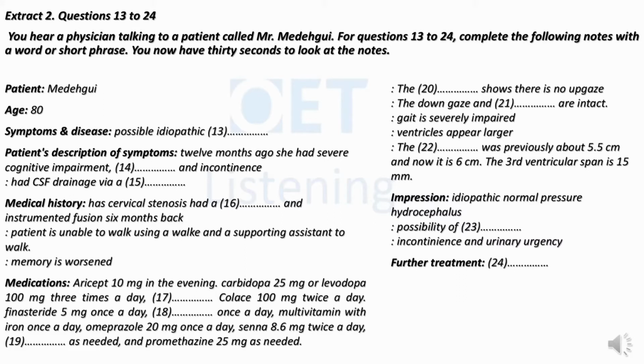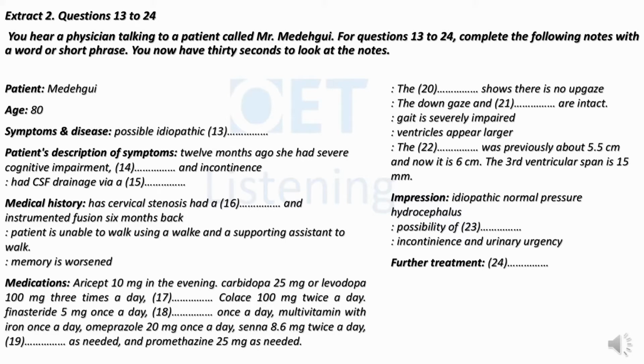Your cranial nerve exam shows there is no up gaze that I can extract today. The down gaze and horizontal gaze are intact. Your gait is severely impaired. I have reviewed your CT scan of your brain and compared it to the MRI scan taken 8 months ago.